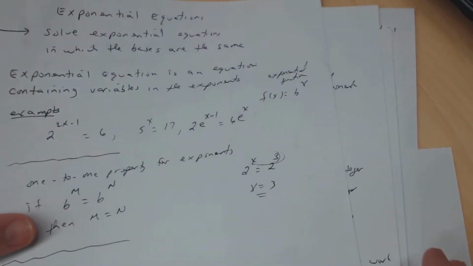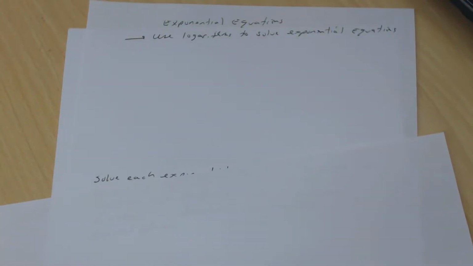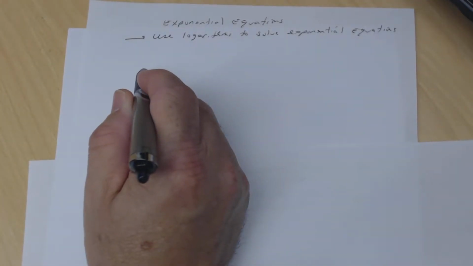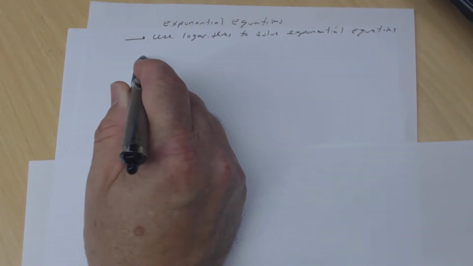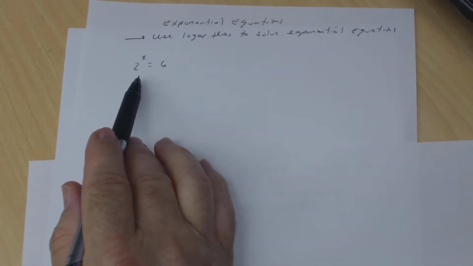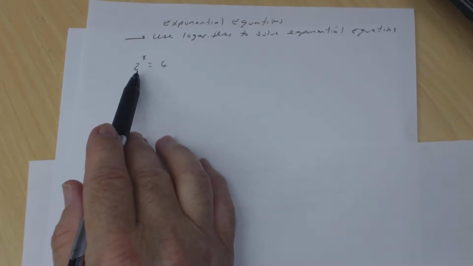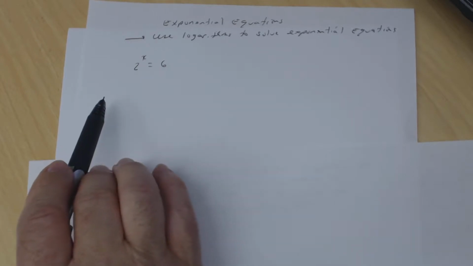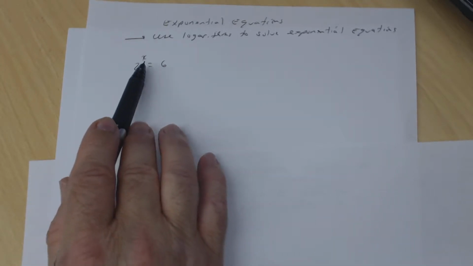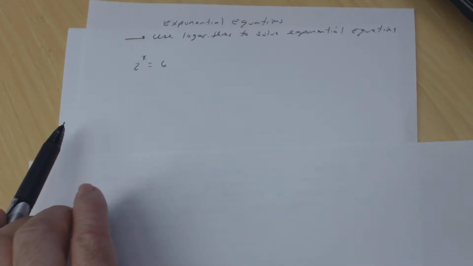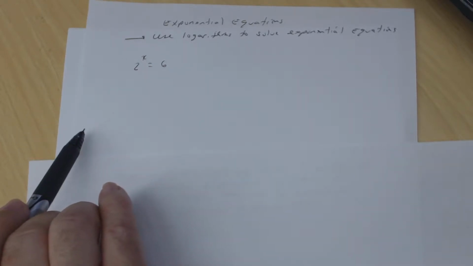Okay? Now, the problem is, though, that in some situations, like if we had, let's say, 2 to the x equal 6, there's just no way that you can get the bases to be the same. No matter what you try, there's just no way that you can rewrite this with the same base. So we've got to solve this. This is still an exponential equation. The variable is located in the exponent, so we still have to solve this equation.